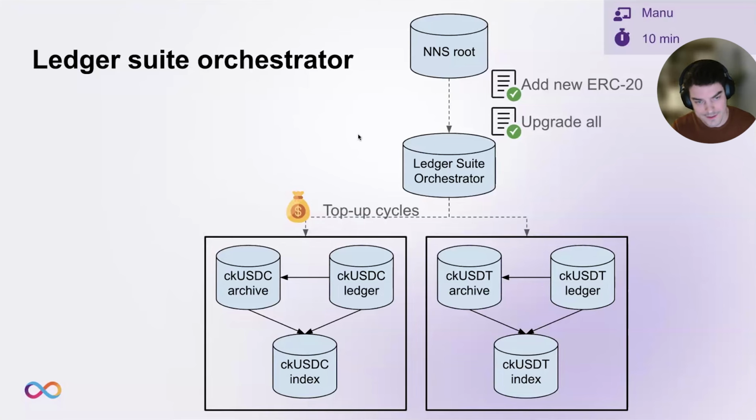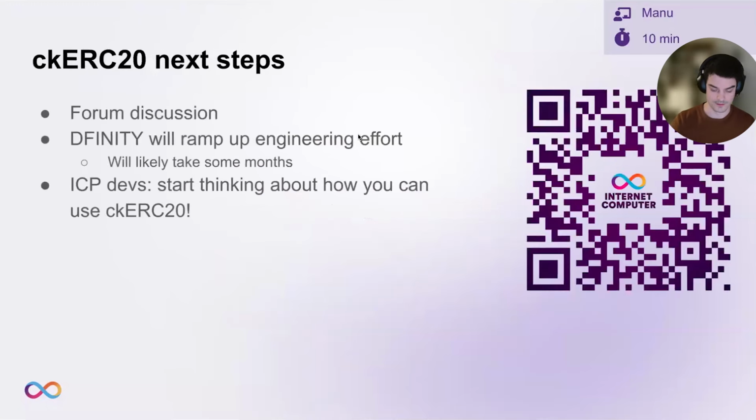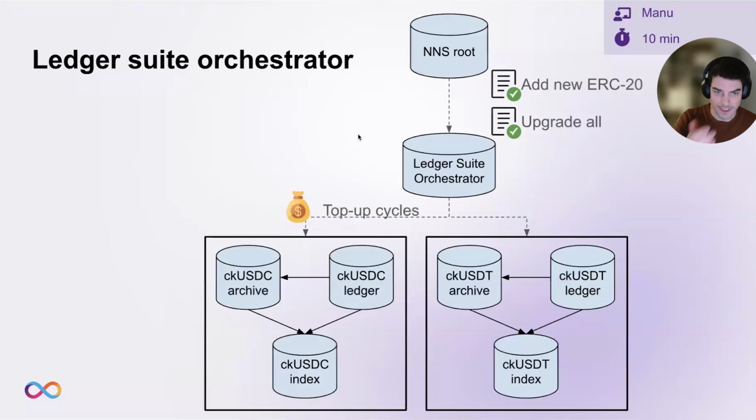So what we plan to build is a separate canister called the Ledger Suite Orchestrator. That canister is controlled by the NNS root, and so proposals can upgrade that canister, and then that canister in turn can upgrade all the ledgers that there are. So now we would need one proposal to say upgrade all these ERC20 ledgers, and then that would happen behind the scenes. So that would only require one proposal, not super many.